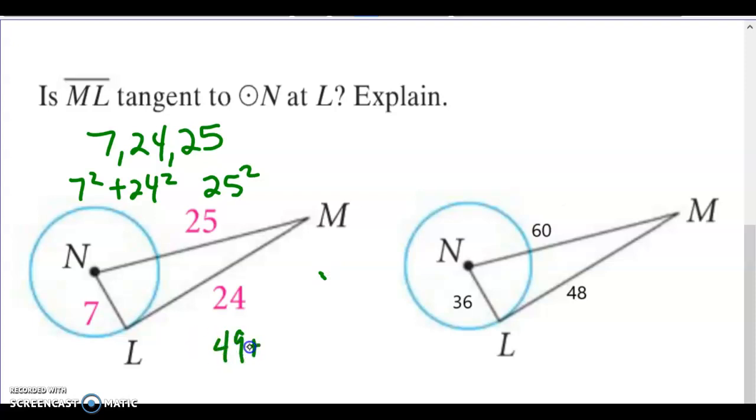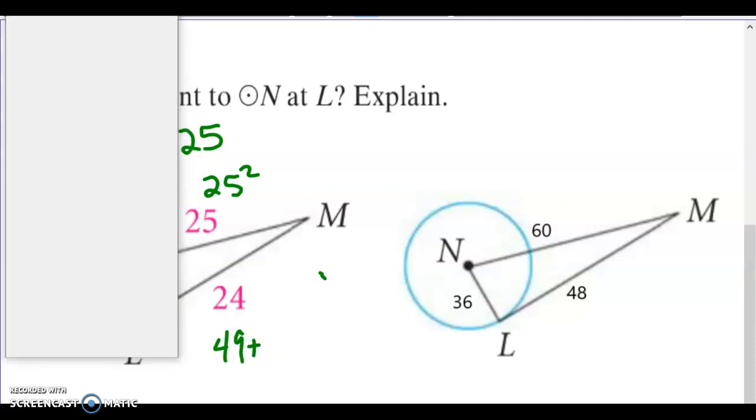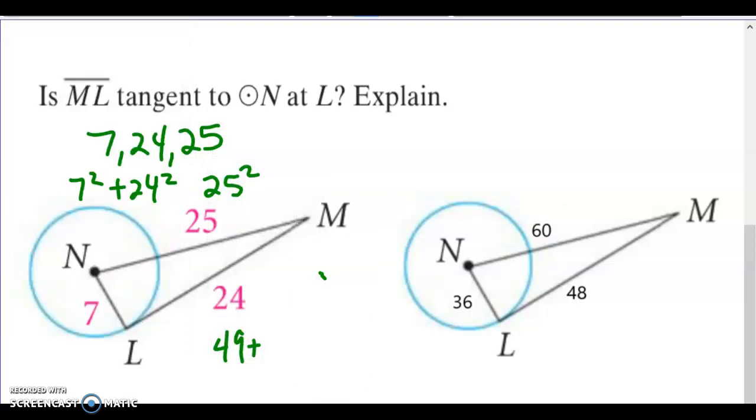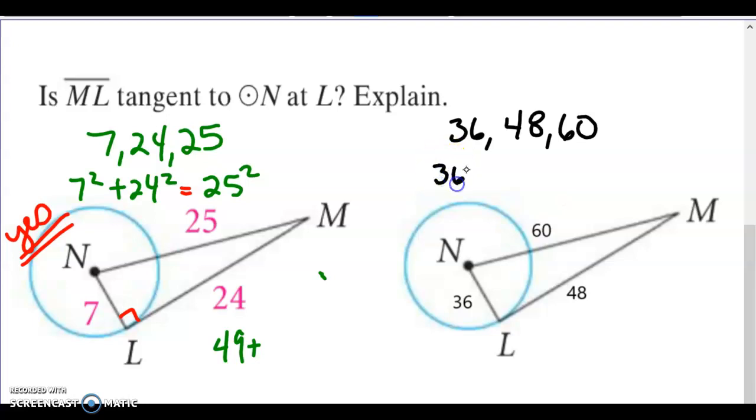In this case, what would we have? We would have 49 plus... I'll do it and then I'll put it on there just for time's sake here. But this one should end up being equal. So yes, it would be tangent. It would have a right angle here, okay? On this one, again, I could check my Pythagorean triple list for 36, 48, 60. And if it is there, great, our answer would be yes. If not, then we would need to go ahead and do the Pythagorean theorem and see if it works.